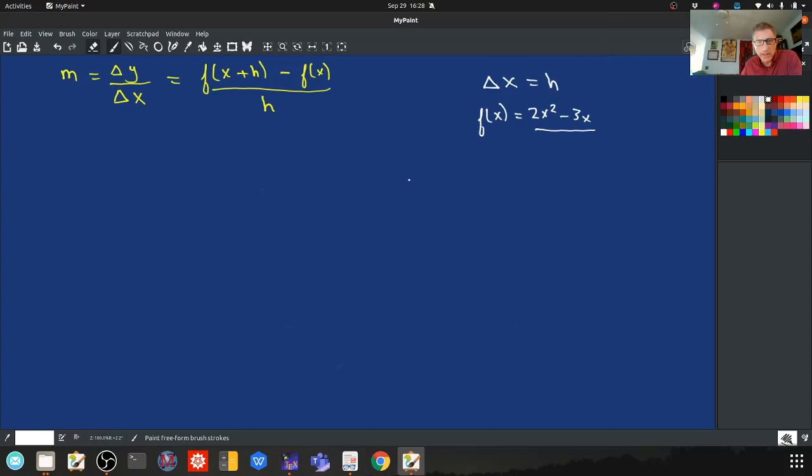So let's go ahead and calculate the difference quotient. Remember, delta x is equal to h, and our function is 2x squared minus 3x. So what I have to calculate is f of x plus h. The x plus h is my input value, so I just take 2x squared, and the input is x plus h, and I'm going to square it. And it's a very important idea that you put parentheses here. And then it's just f of x.